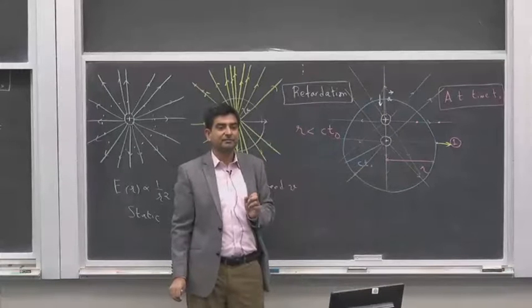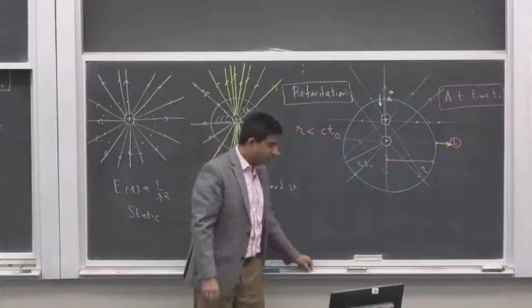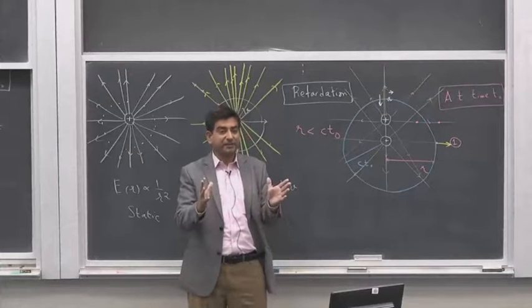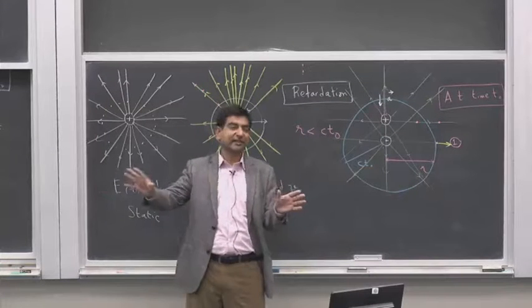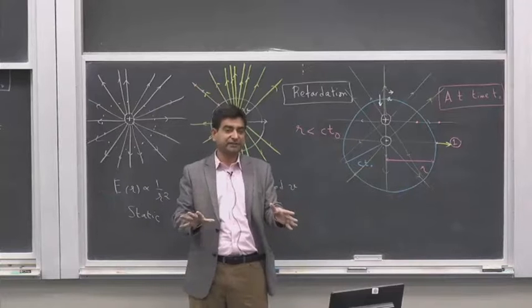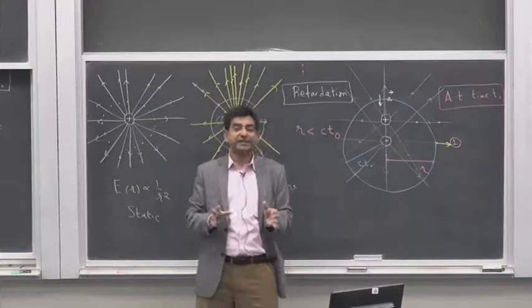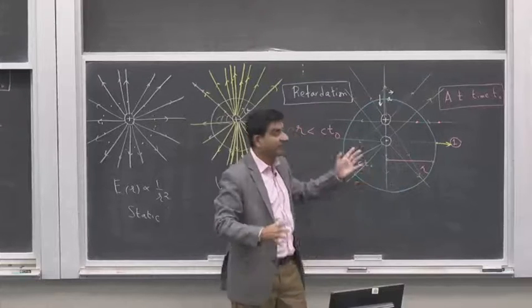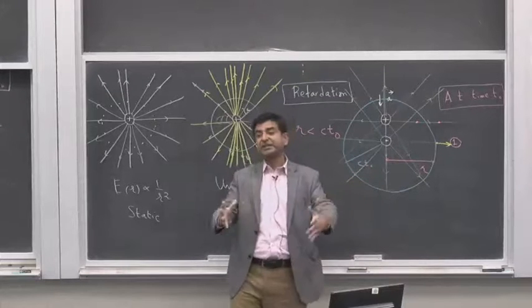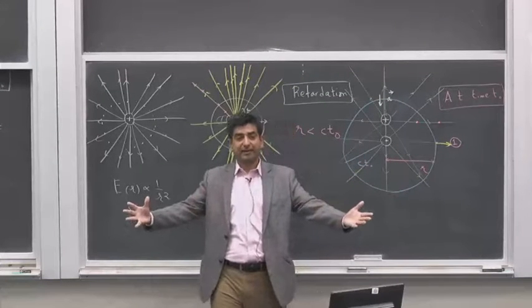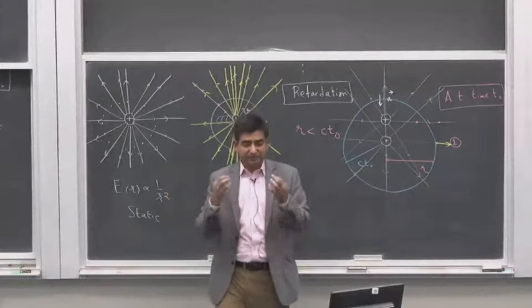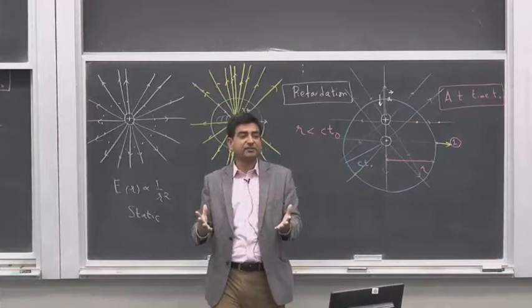Correct? Because it takes a certain amount of time for information to transmit. The electric field does not change instantaneously when the charge reconfigures itself. The charge is reconfiguring itself, so it's producing a new electric field in space. That new electric field is given by the yellow lines. But this information takes time to travel. It's not an instant effect. It takes time to travel. The speed with which this information travels is the speed of light.